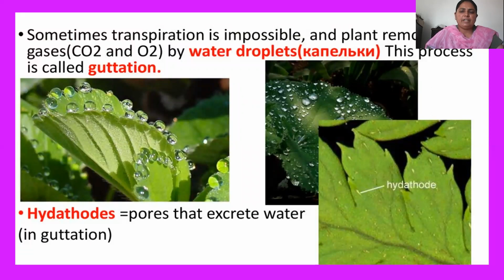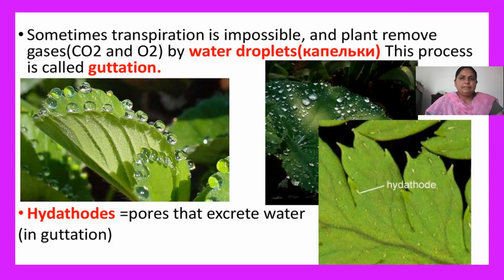Yes, students, here I have written something more about this process of guttation. Sometimes transpiration is impossible, and plants remove gases such as carbon dioxide and oxygen by water droplets. This process is known as guttation. Not only the removal of water, but extra salts and ions also take place through this process of guttation.